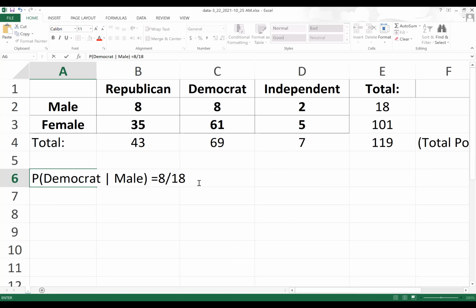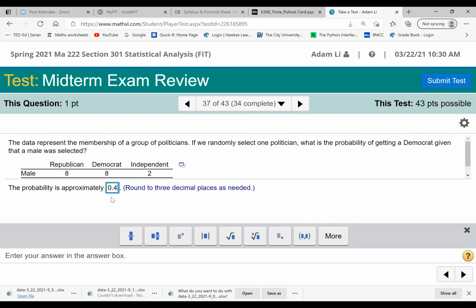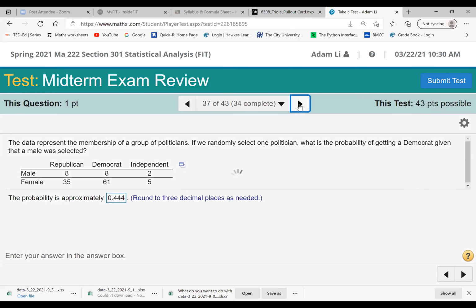It's 0.4444, it goes on forever. And the question wanted us to round it to 3 decimal places, so it'll be 0.444. Okay. Do you have any questions on this? So this is conditional probability.